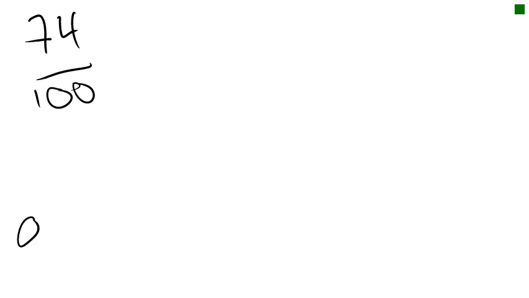Alright, our first problem here has 74 over 100. Now this is a very simple conversion because it's hundreds. We know our place value. We have the decimal, then the tenths, hundredths. So we have 74 over 100, and that's going to tell you what place value it is.